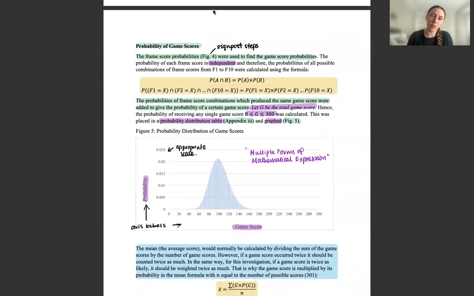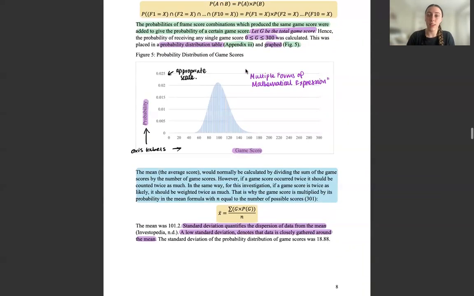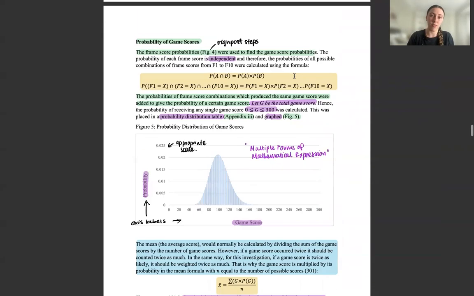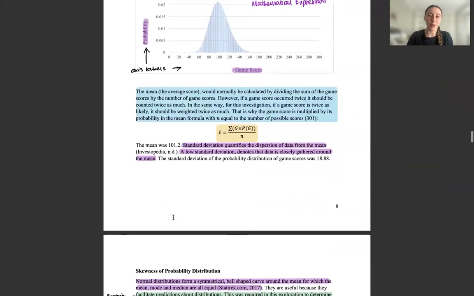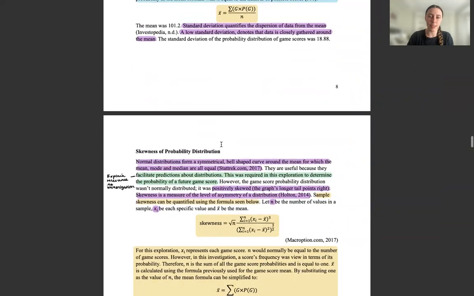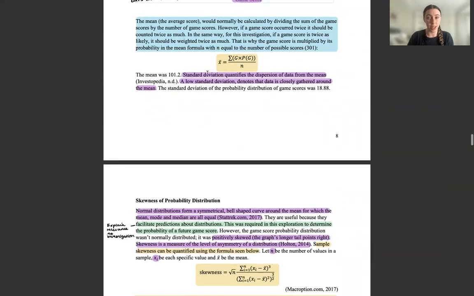Then we have the same kind of thing here. It's good to signpost the things you're doing, just like at the beginning of this section, to say the frame score probabilities we use to find the game score probabilities, like saying, hey, that's what we're doing in this whole section. Again, another form of mathematical expression. Once I had figured out the game scores, I put them into a probability distribution with the axis labels, the figure label, appropriate scale, all of that jazz. More reflections here, more definitions of what a standard deviation is, and what the significance of a low standard deviation is.